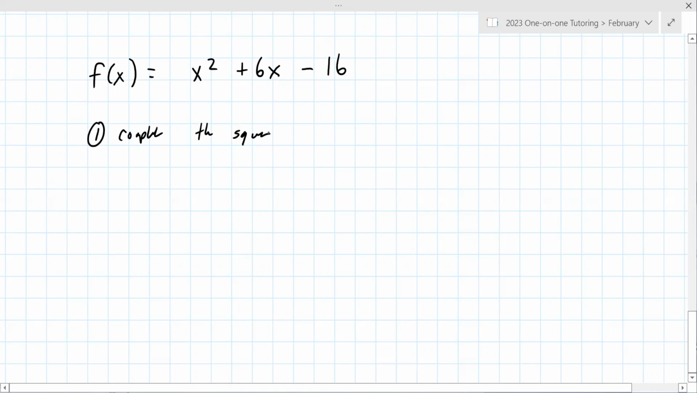Do you want to try this one on your own, completing the square, or do you want some help along the way? I'll try to get as far as I can. Okay, sounds good.